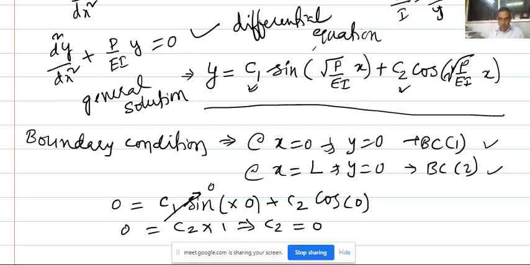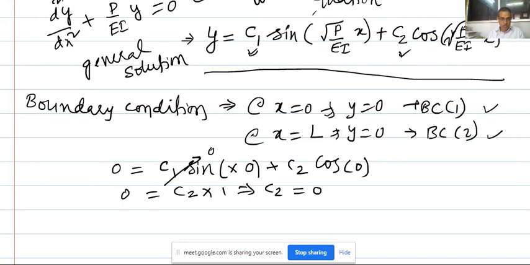Now let us apply the second boundary condition. Y equals again 0, equal to C1 sin of root of P by EI, x is equal to, here what is x?